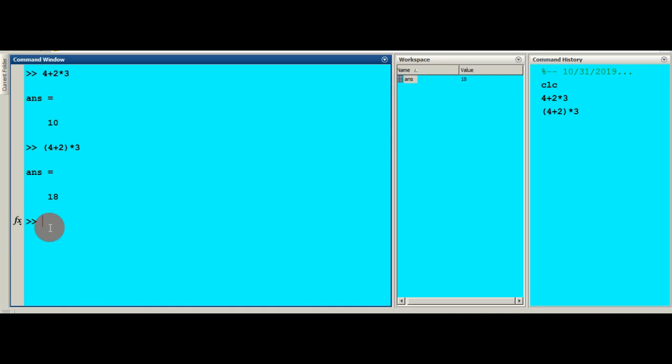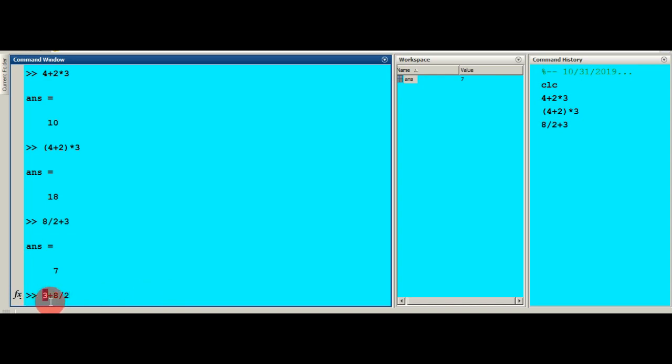Okay, now the second problem is when you have addition and division operation, and the problem is like this: 8 divided by 2 plus 3. So in this problem, 8 by 2 is going to be executed first, and then plus 3. So 8 by 2 is 4, and then plus 3 is 7, and when you press enter, you will get 7 as your answer.